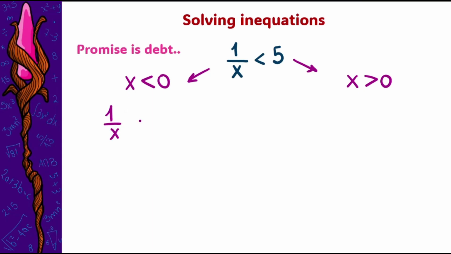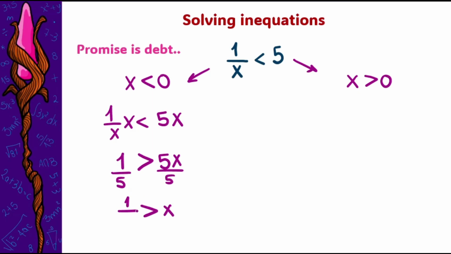So 1/x minus 5. If x is negative, then when we multiply by x, we can do it, but we need to change the sign. So it would be 1 bigger than 5x. And then we divide by 5 to get x has to be smaller than 1/5. But notice at the beginning we said x is negative. So all the negative numbers are smaller than 1/5, so basically any negative number is going to be a solution.